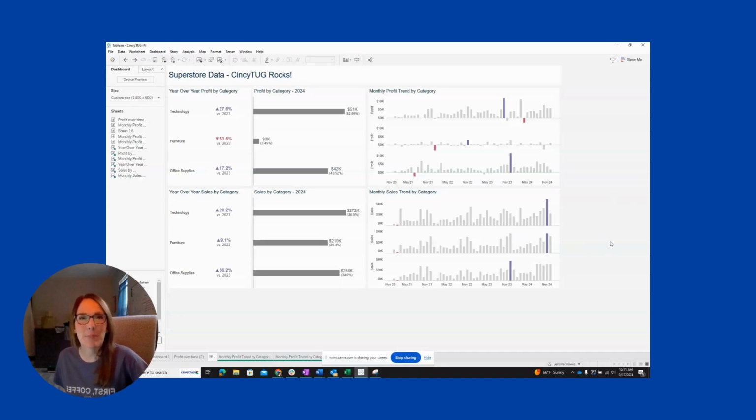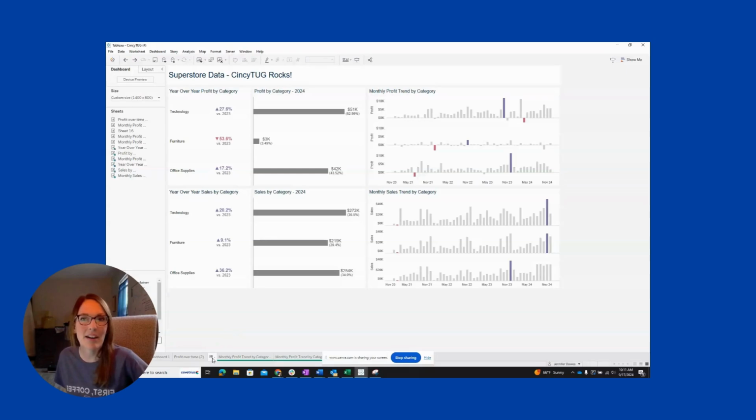To get started, I'm looking at a Superstore data that I have published out to Tableau Public that I built alongside my good friend Danushki De La Vera. We built this as an example for our Cincinnati Tableau Tug Talk, and it's a perfect example for what I'm going to show you today.